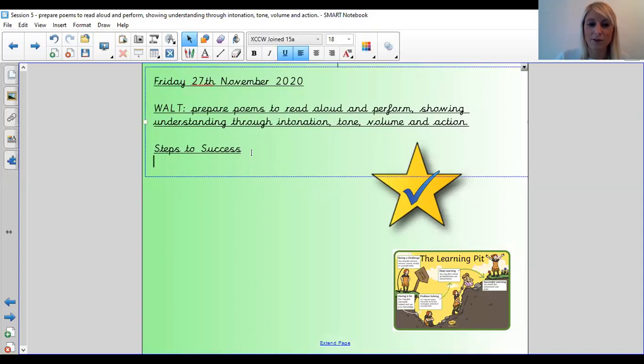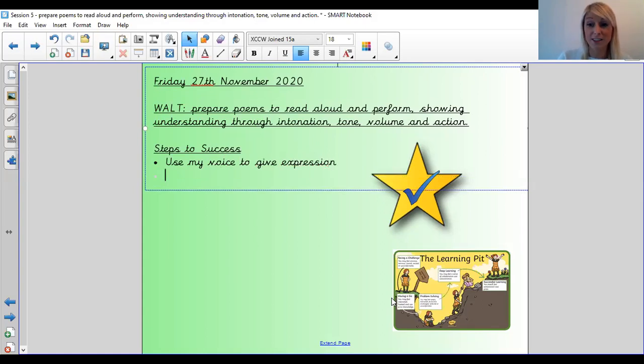Let's just put a few steps to success on here then to help us. So what skills do you think you're going to need today? What do you think you're going to need to show us to show that you're successful in your work today? So I think really I should have used my voice to give expression. Oh, I know, I need to read the words really clearly for people to understand, don't I? So read and pronounce words clearly.